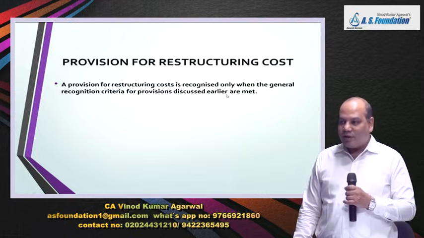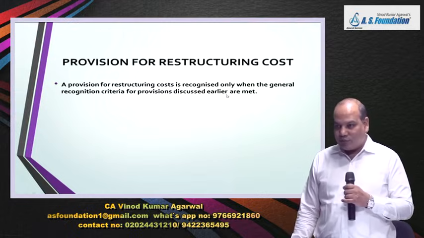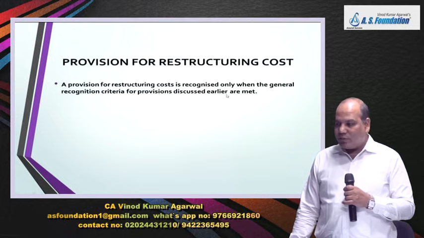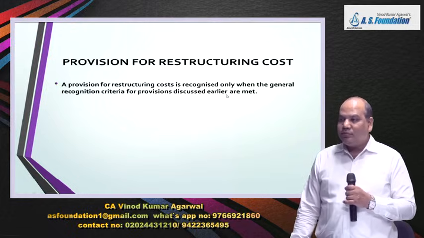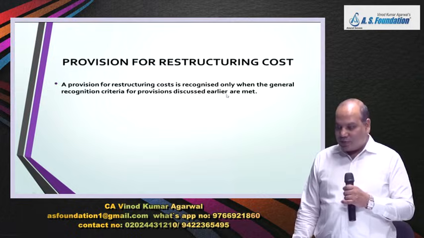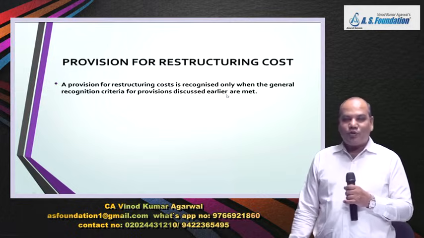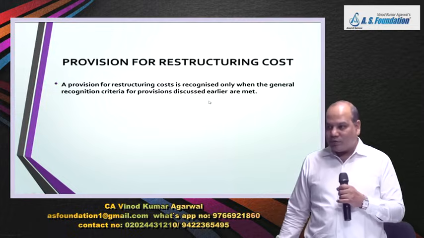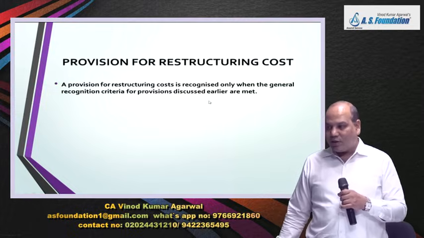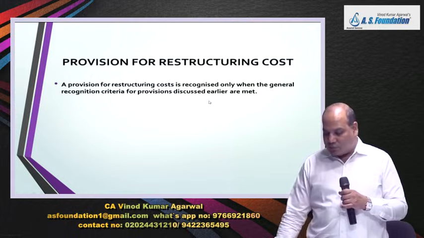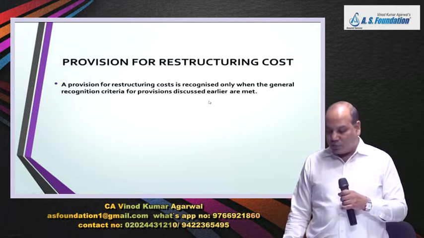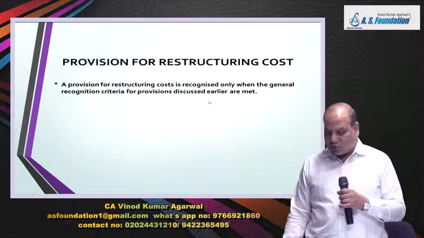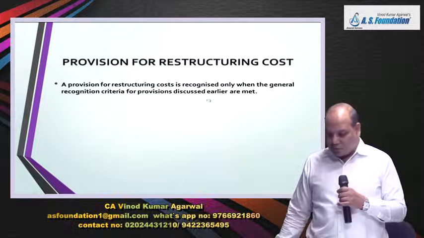What are the general criteria? 4 conditions. 1. There must be a present obligation, arising out of a past event. Outflow of resources embodying economic benefit is required to settle the obligation, and a reliable estimate can be made. If the same 4 conditions are fulfilled for restructuring cost, then you can make provision for restructuring cost also.